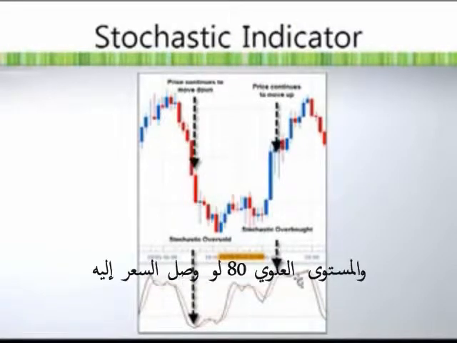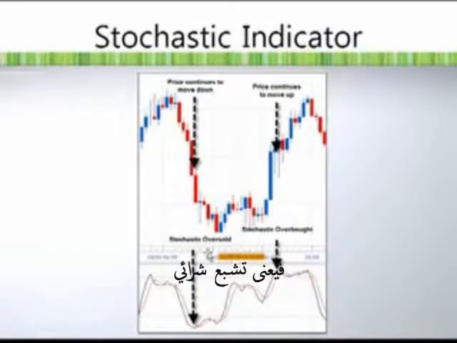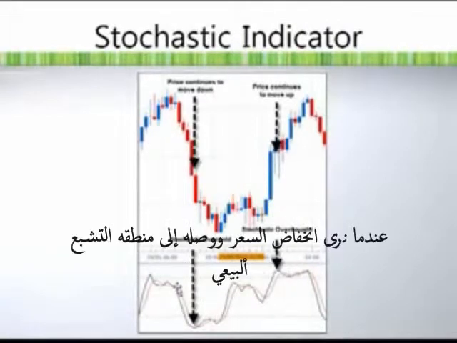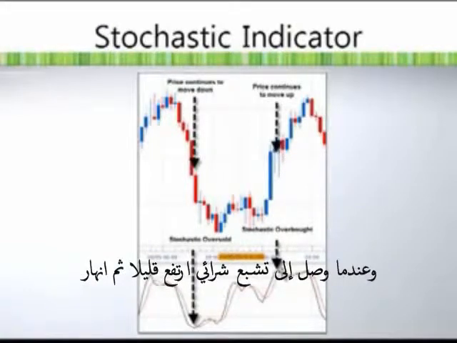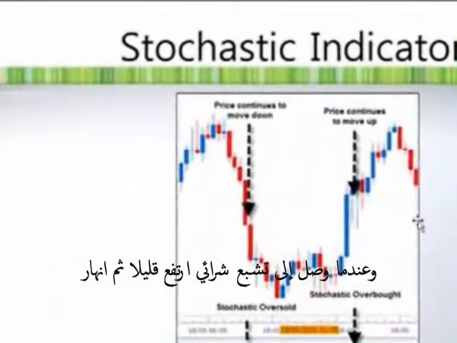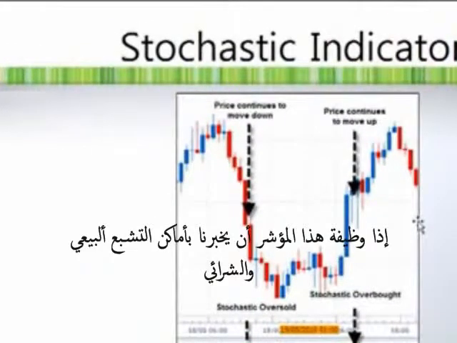Anything higher than 80 is a sign of overbought. You can see that when the price moves down, the stochastic moves down, and it gets into the region of oversold, it will usually bounce up. You can see the price bounce up again. And you can see that when it gets overbought, it's very likely to move down. You can see it start to move up a little bit, then it collapses. So basically, this indicator helps us to tell whether the market is currently overbought or oversold.